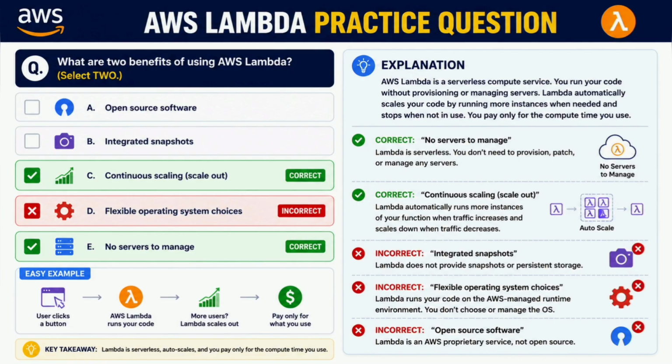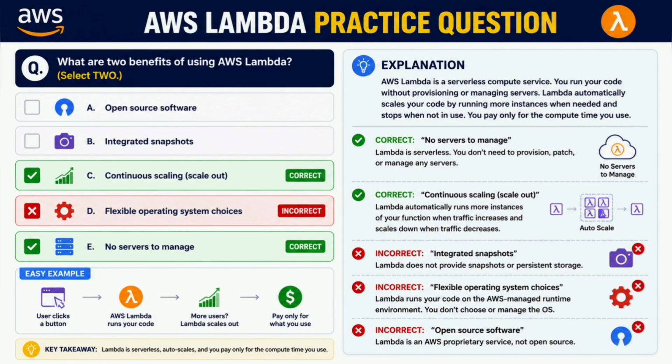And flexible operating system choice, this is also a wrong option, because Lambda runs your code on the AWS managed runtime environment. You don't choose or manage the operating system. So option D is incorrect. Option E, no servers to manage. Definitely it's the right choice.